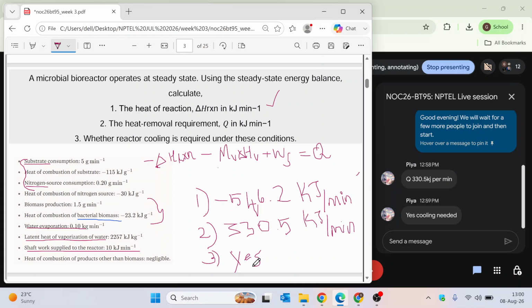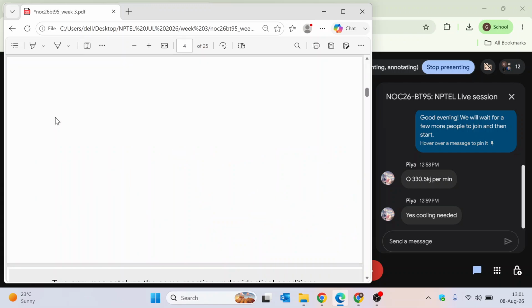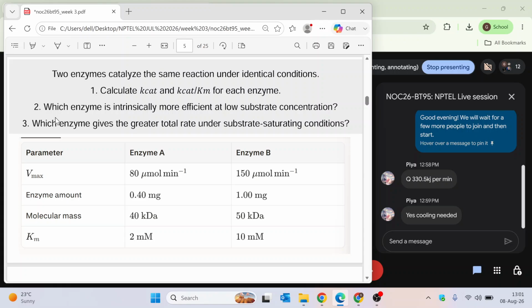Since we have all the problems, I don't have the solutions attached here. When I upload the PPT, I will give it with the solutions. But right now in this presentation I just have the questions, and I can help you solve them the way I did for this. Okay, so with that, that question on energy balance is done.